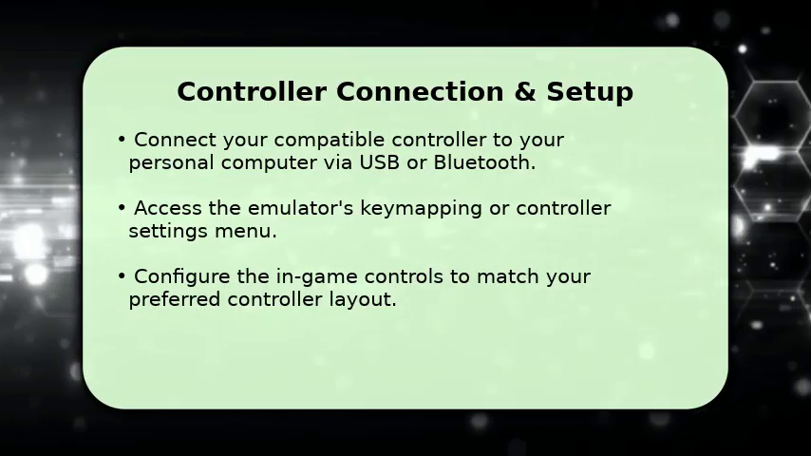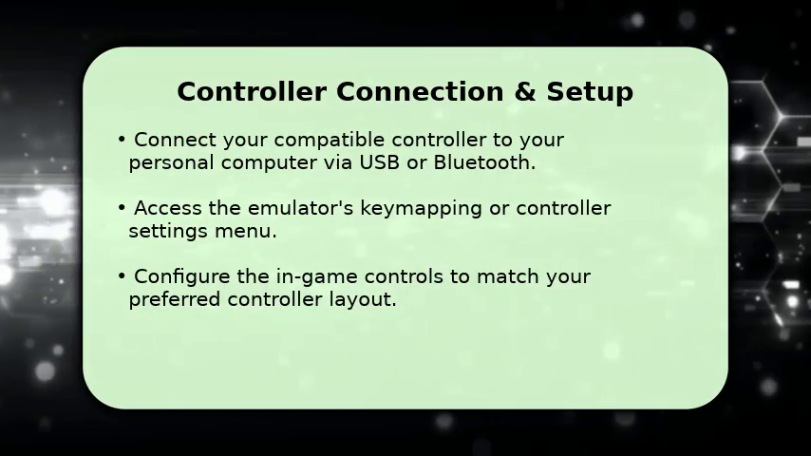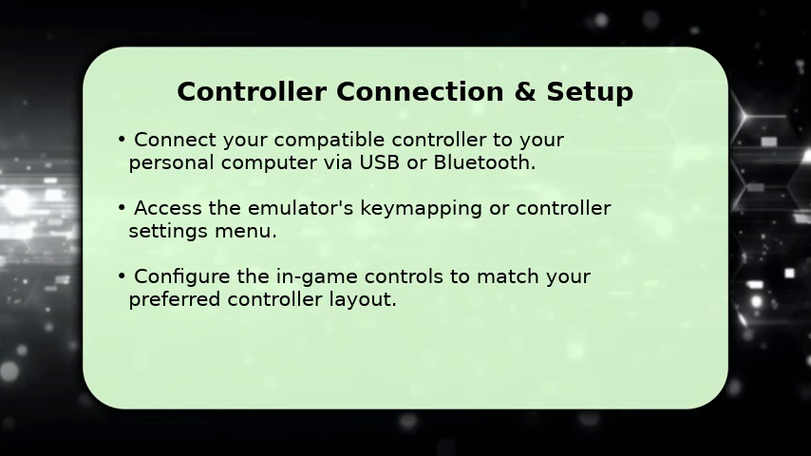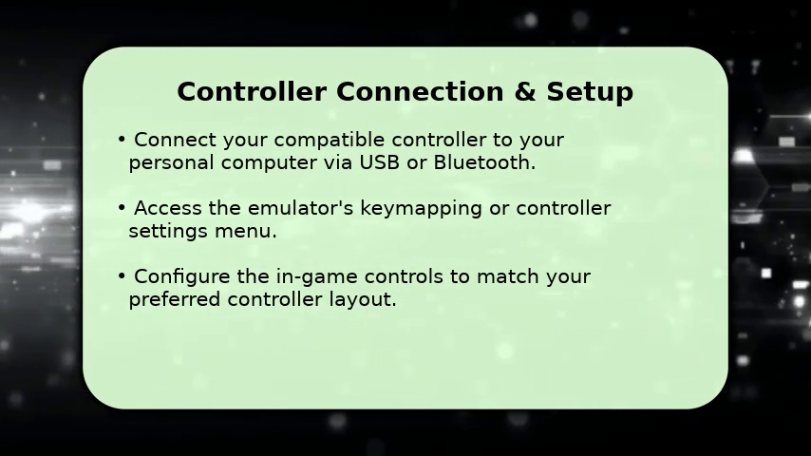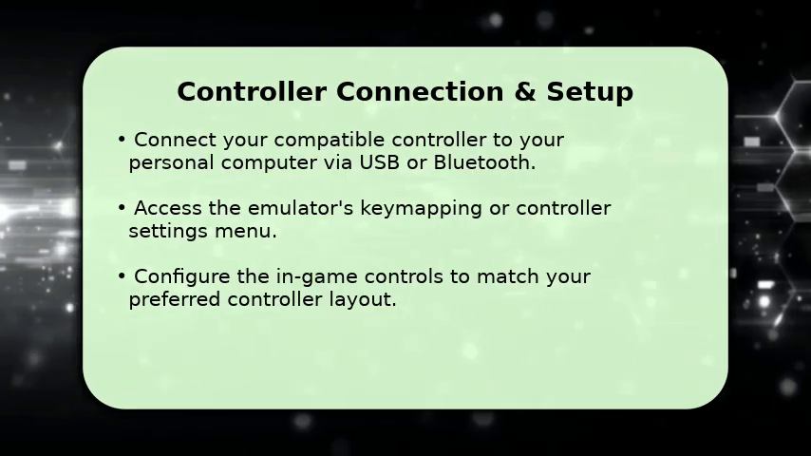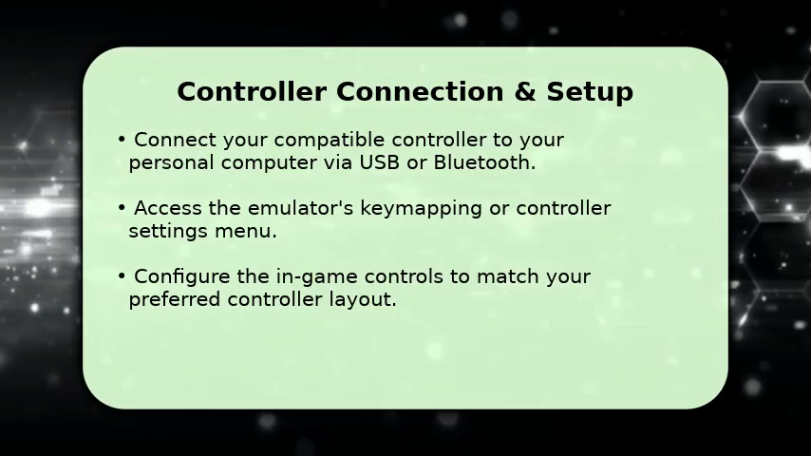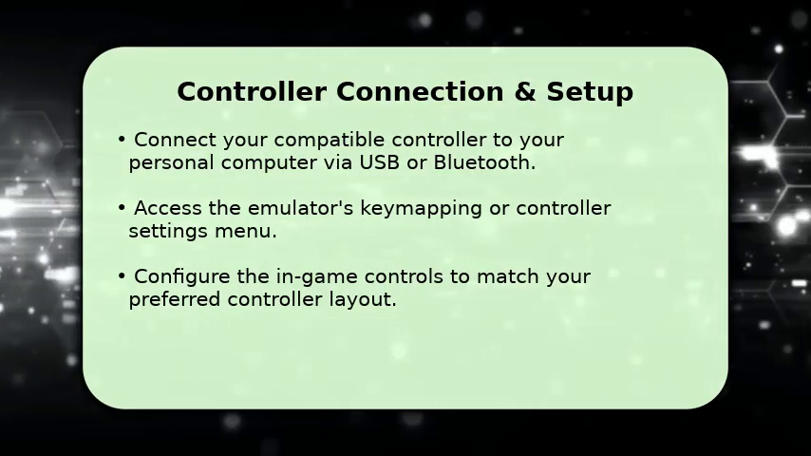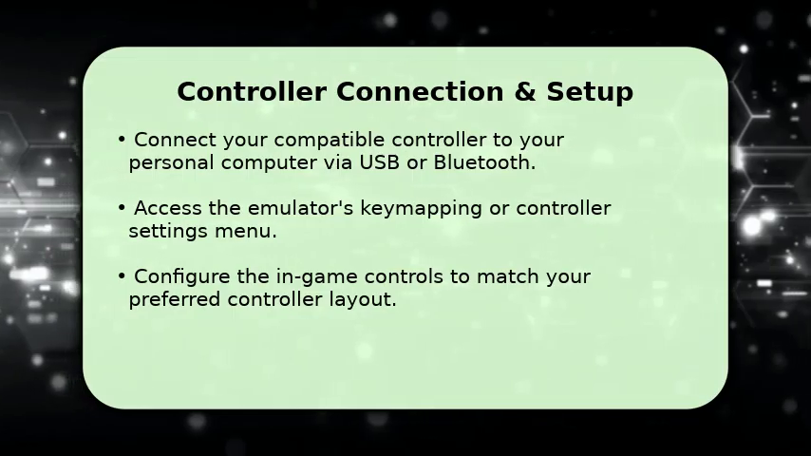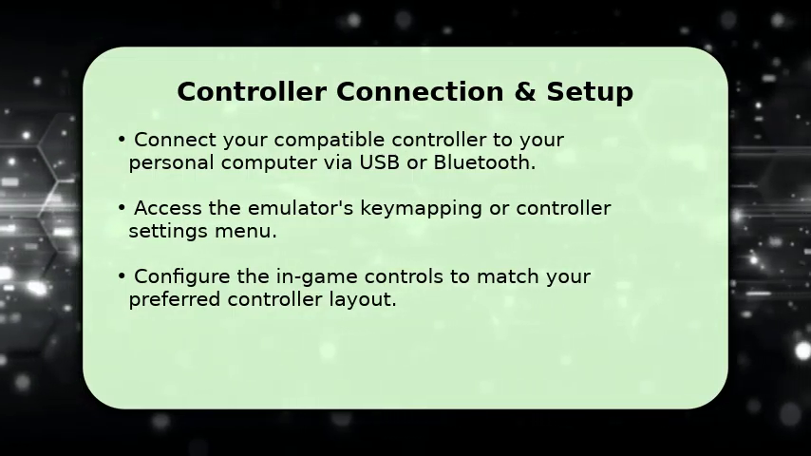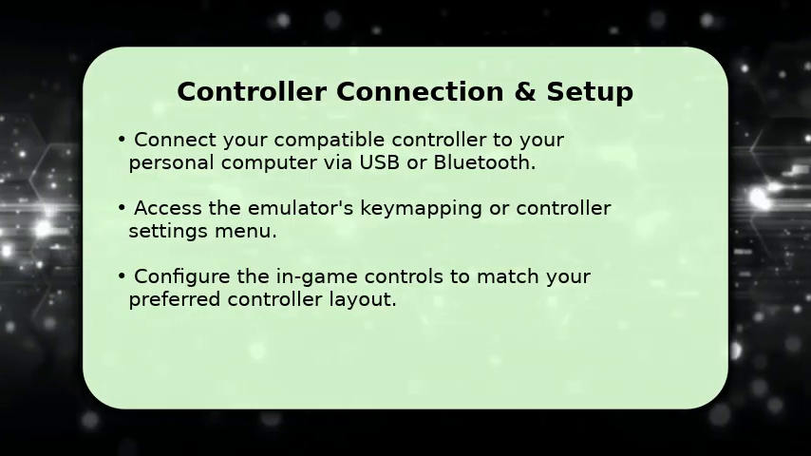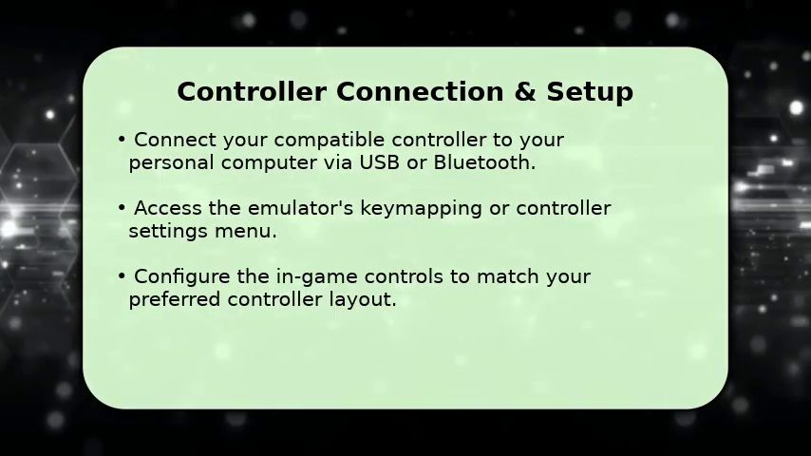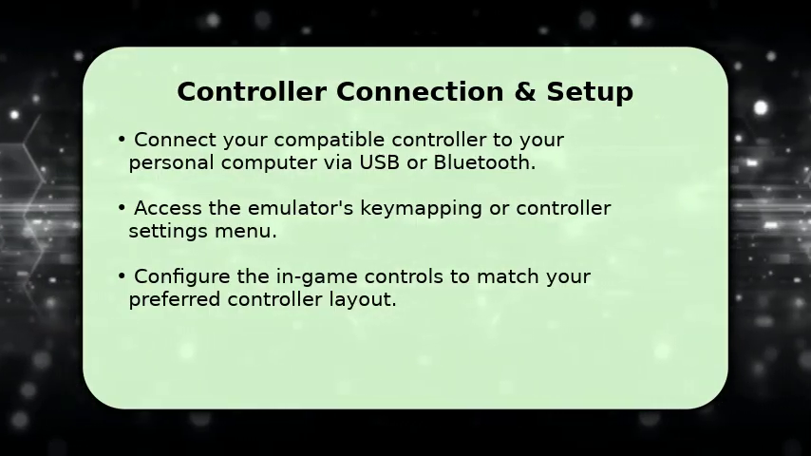Next, let's connect your controller. Plug in your compatible controller to your personal computer using a USB cable or connect it wirelessly via Bluetooth. Then, access the emulator's key mapping or controller settings menu. Here, you can configure the in-game controls to match your preferred controller layout, assigning actions to specific buttons. Remember to save your custom controller settings so they are ready for every future gaming session, ensuring a consistent experience.